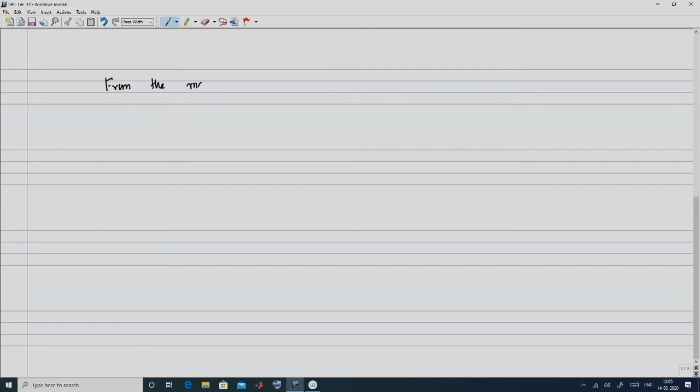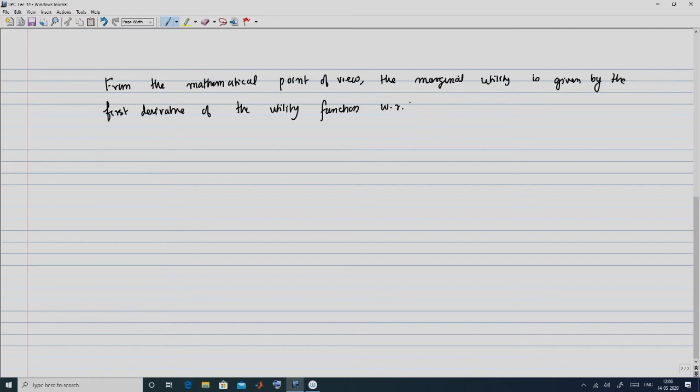From the mathematical point of view, since this is a mathematical portfolio theory course, we will have to look at the mathematical perspective of this. So, accordingly, the marginal utility is given by the first derivative of the utility function with respect to the wealth, that is, a marginal utility of wealth is given by U prime of W, which is du dw, and this is greater than 0.